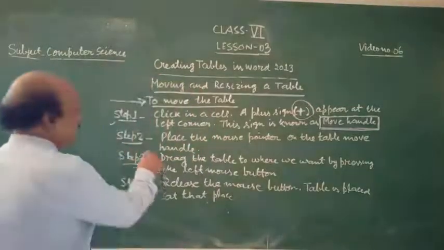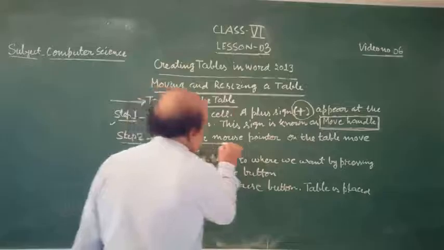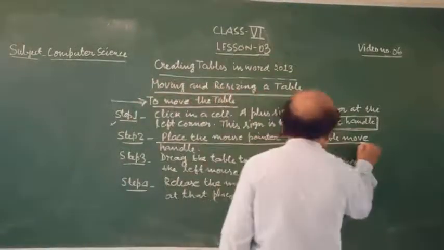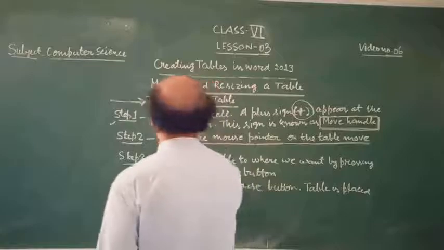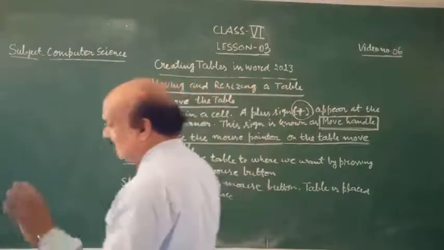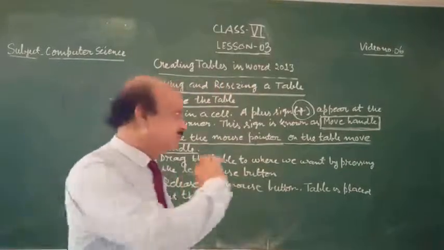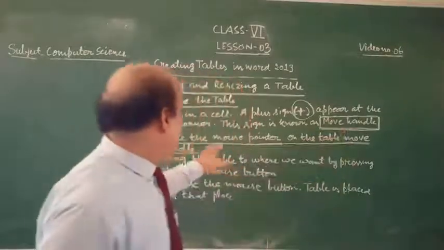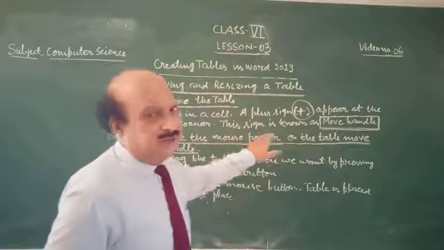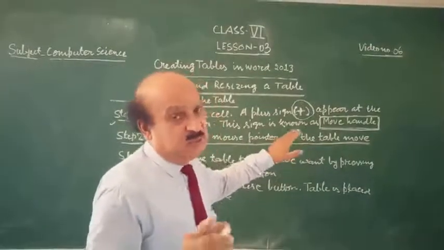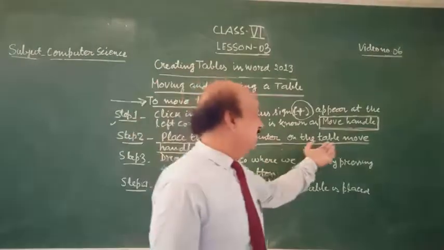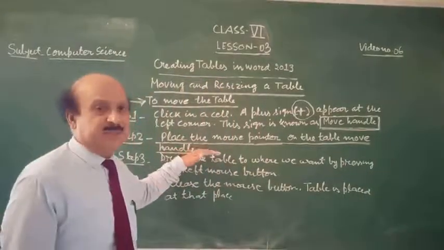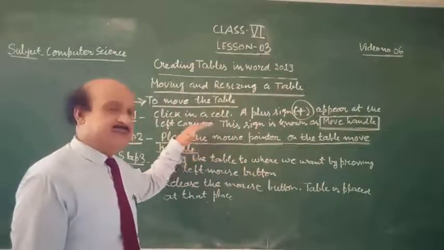See here step 2. Place the mouse pointer on the table move handle. With the help of the mouse pointer, you will start to move the mouse. Where the move handle is appearing, you will place the mouse pointer on the table which you want to move, with the help of the move handle. This is the second step. So the 2 steps are clear now.